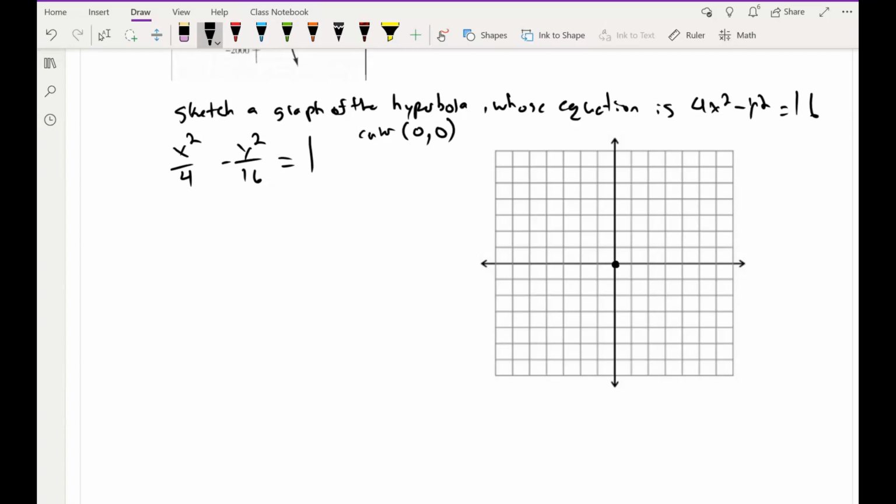Now we want to find our a, we want to find our b, and we want to plot some points here. Keep in mind that your a value is going to be underneath the left fraction. So a squared equals 4, which means a equals 2, and b equals 4. I'm going to color code these: a in red, and b in blue.